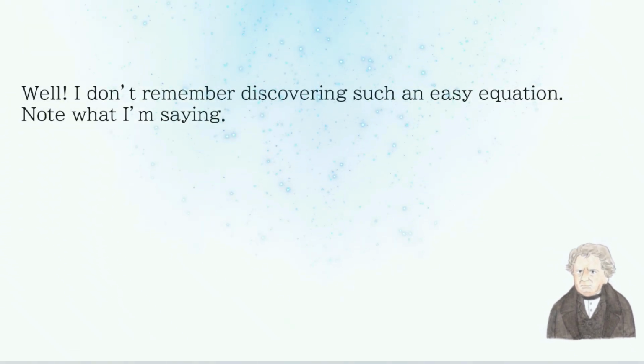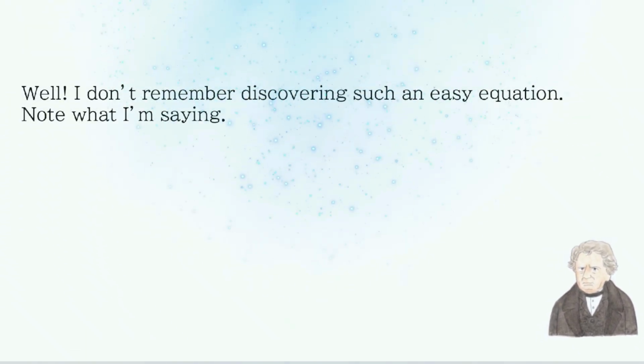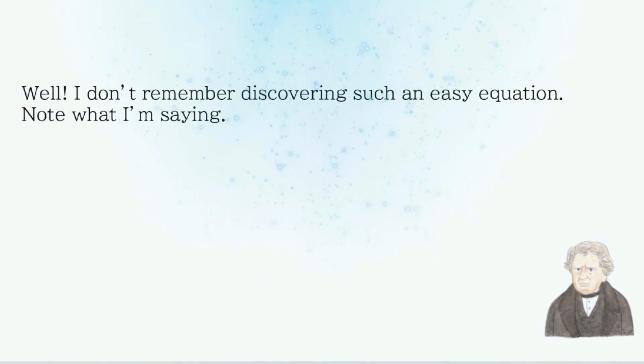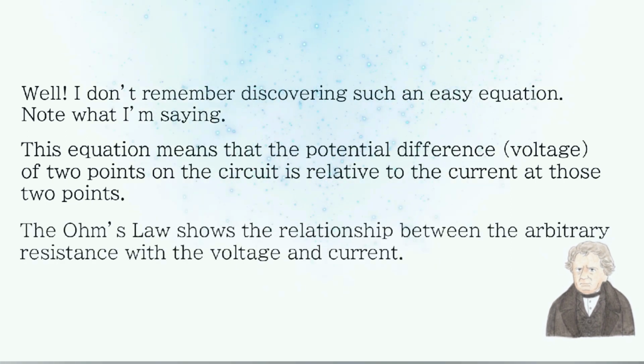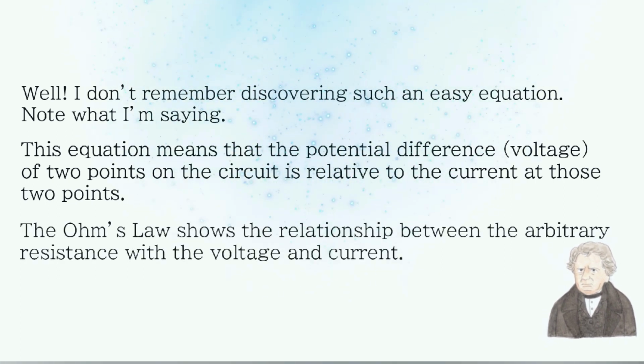Well, I don't remember discovering such an easy equation. Note what I'm saying. This equation means that the potential difference of two points on the circuit is relative to the current at those two points. Ohm's law shows the relationship between the arbitrary resistance with the voltage and current.